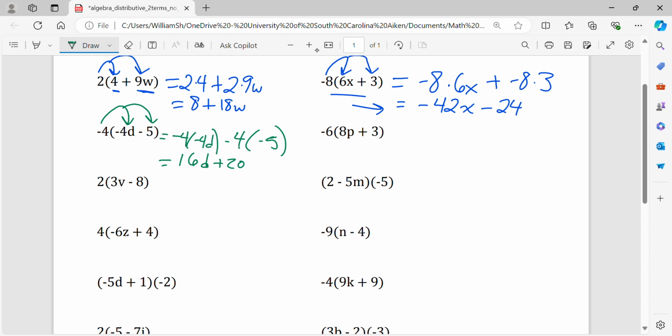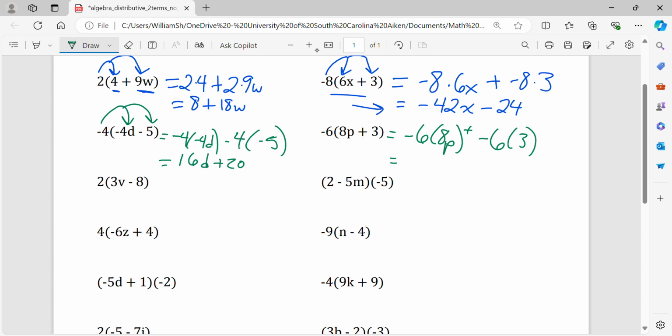I've got negative 6 times, in parentheses, 8p plus 3. We're going to distribute this negative 6 to the 8p, and we're going to distribute this negative 6 to the 3. All right. If it helps you, you can even put the plus here. If it helps you, that's fine. Just remember these terms here aren't multiplied. These are two separate terms here, and then we're going to add them back together.